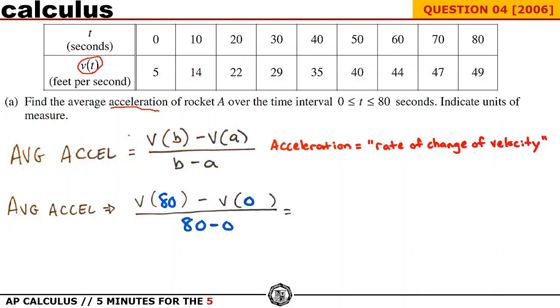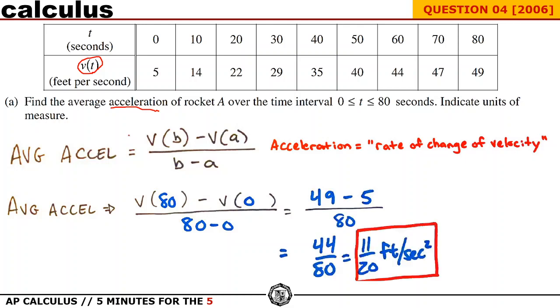So using the values from the table there, we're just going to be doing 49 minus 5 over 80, and that's going to result in 11 over 20 feet per second squared. That's going to be a 1-point answer for your 1 point given for the answer, and then also you have to make sure you have correct units for parts A and B here. So make sure you have feet per second squared also to get that second point.